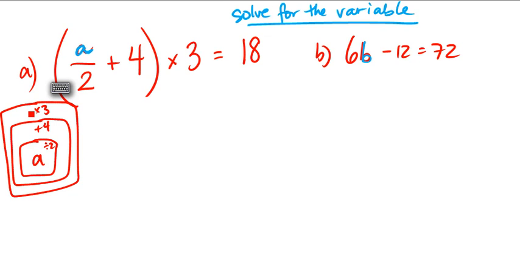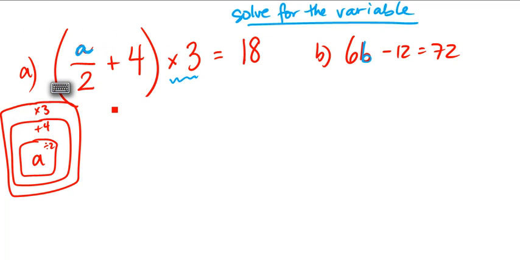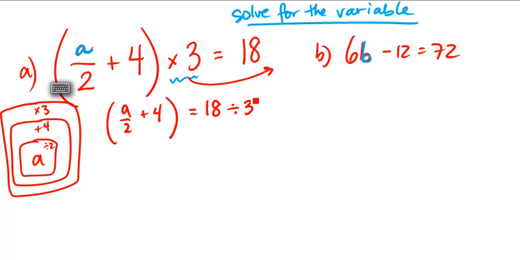In order for me to work backwards, I have to start with the outermost layer, and to remove that is the multiplied by 3. So I need to undo the multiplied by 3. Everything else will stay the same. So a divided by 2 plus 4 equals 18. And because I move the times 3 to the other side, this becomes divided by 3, or more preferred would be the fraction sign, divided by 3. This side stays the same, a divided by 2 plus 4. And 18 divided by 3 is 6.